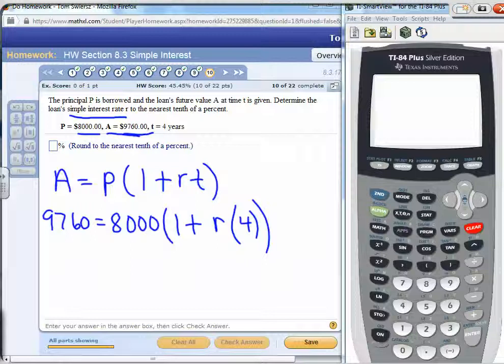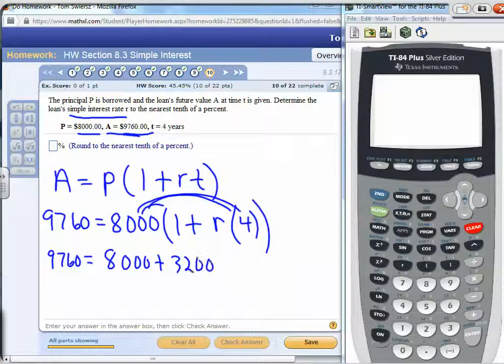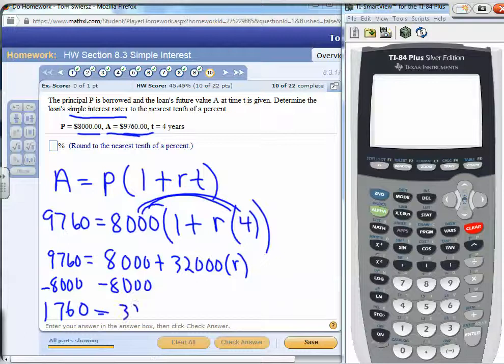Now this is where you have to distribute the 8,000 on the right side. So copy down the left side. 8,000 times 1 is simply 8,000. 8,000 times 4 is, you can do it on your calculator, 32,000 times R. You still have the R. And then we're going to solve for R. We're adding 8,000, so we're going to subtract 8,000 from both sides, and we get $1,760 is equal to 32,000 times R.